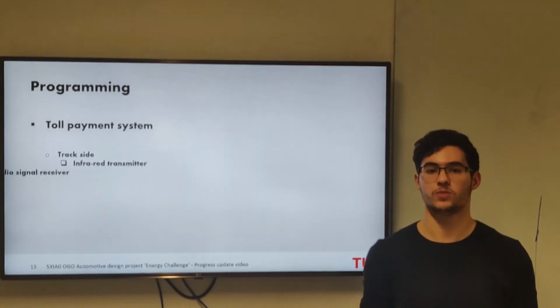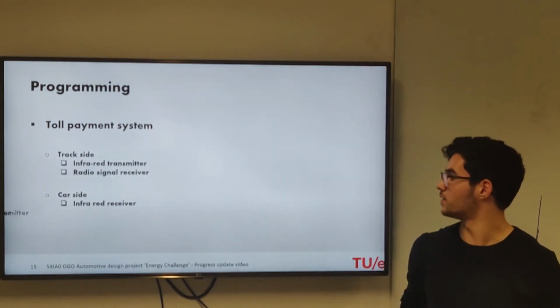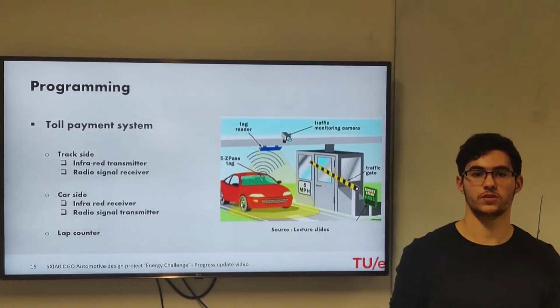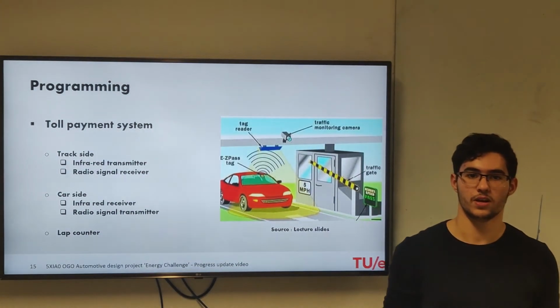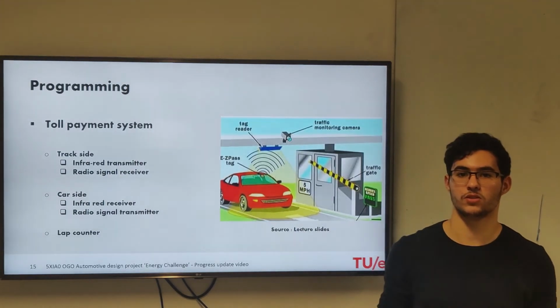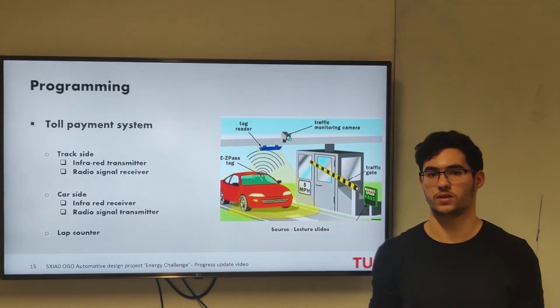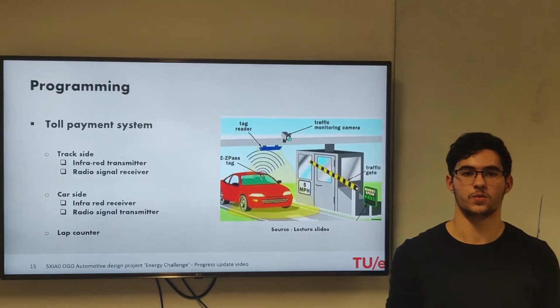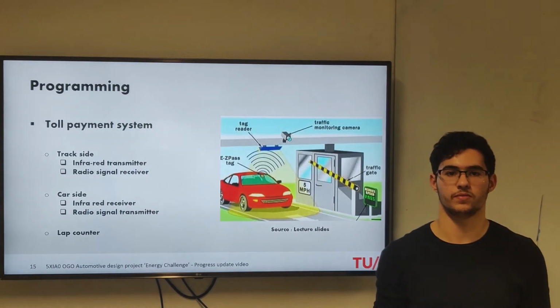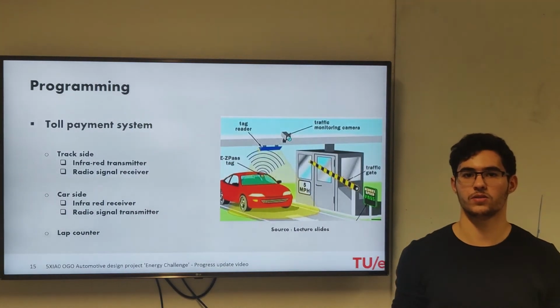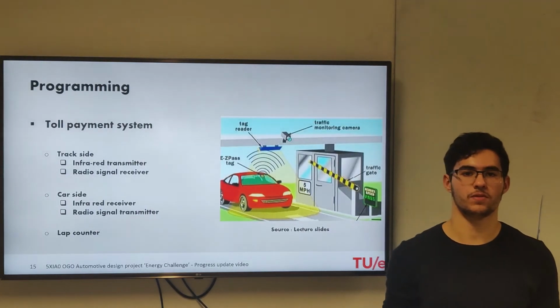The toll payment system consists of a track side and a car side. The track side has an infrared transmitter and a radio signal receiver, and the car side has an infrared receiver and a radio signal transmitter. In this project, we use this toll system as a lap counter. Every time the car crosses the finish line, the car receives an infrared signal.